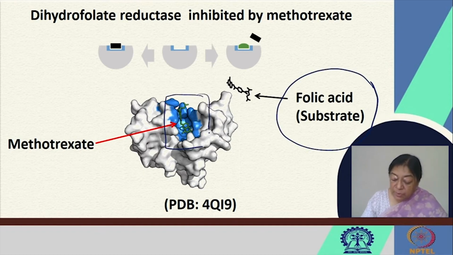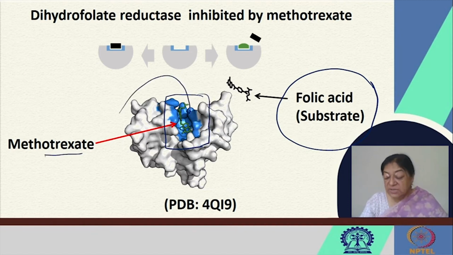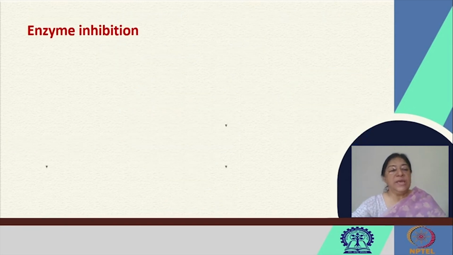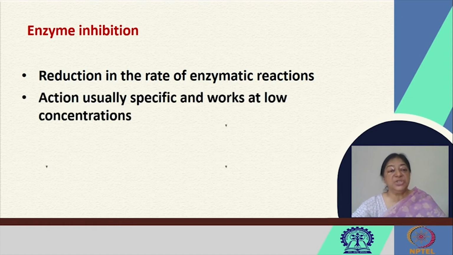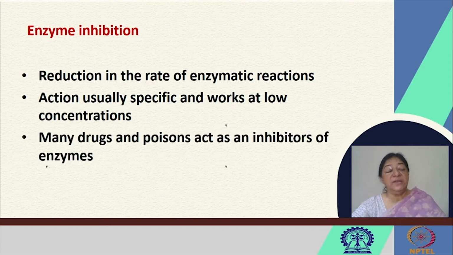This marked in blue on the surface of the protein is the active site. Now, methotrexate has bound to the active site, as a result of which the substrate cannot bind. So, we would need to know what kind of inhibition this is. So, the enzyme inhibition that we considered now indicates that there is a reduction in the rate of the enzymatic reactions. The action is specific and it can work at low concentrations, which is what would ideally be looked for in a design of an enzyme.